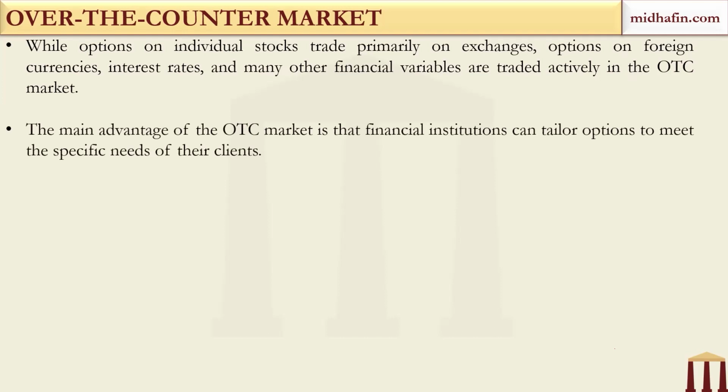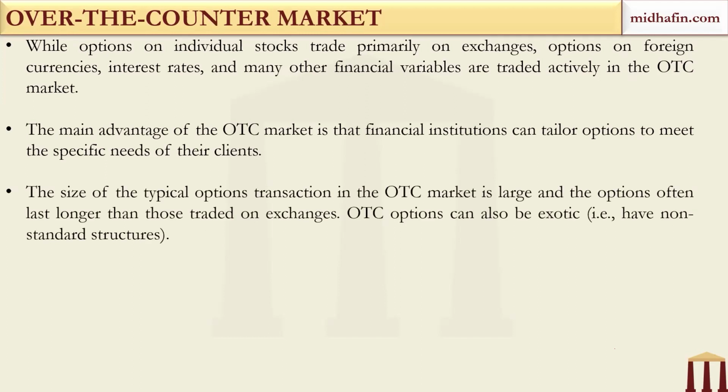The main advantage of the OTC market is that financial institutions can tailor the options as per their needs. They can identify what the client requires and accordingly plan out an option contract which will fulfill their requirements. The size of these options is large. In the OTC market, you don't find 100 options or something like that. Options in millions are traded in one go.